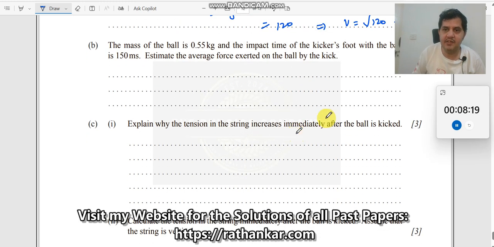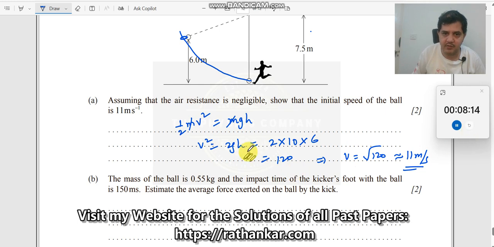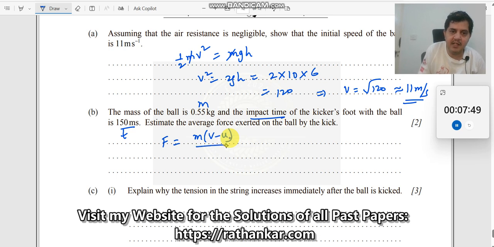The mass of the ball is 0.55 kg, and how much mass is 2 marks? So first is conservation of energy, second is final velocity. Then the mass of the ball is 0.55 kg, and the impact time of the kicker's foot with the ball was 150 millisecond. Estimate the average force exerted on the ball by the kick. Whenever there is an impact time given, it is definitely asking you the force. How do you find force? Force is equal to m into v minus u divided by t.